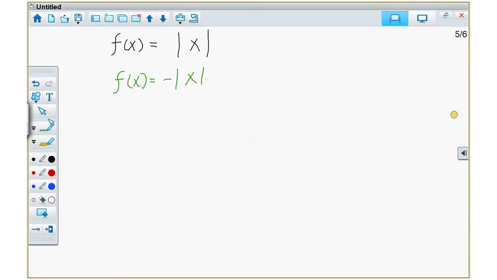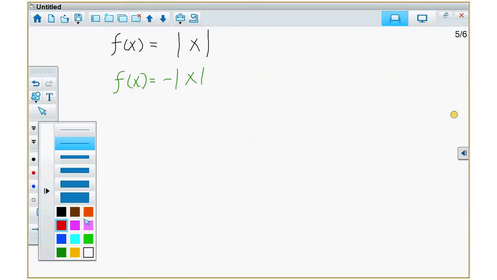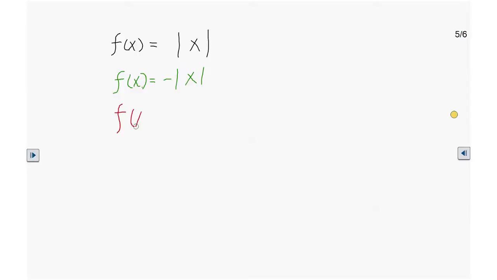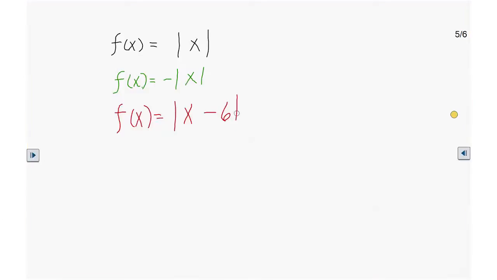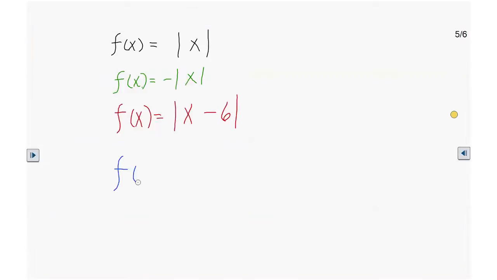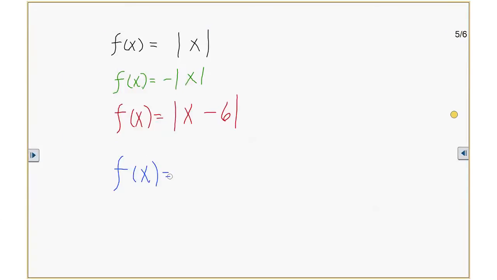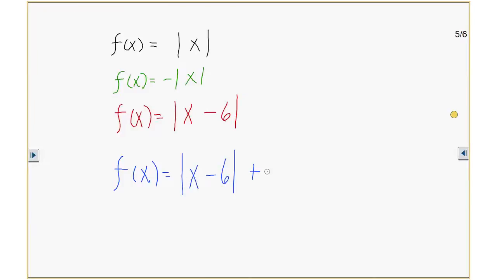Take a red color or something, whatever color you want, I don't care. If I could get this thing to work. Damn Russians. f of x is equal to absolute value of x minus 6. And then in a blue color, f of x is equal to absolute value of x minus 6 plus 2. I want you to sketch each one of those.